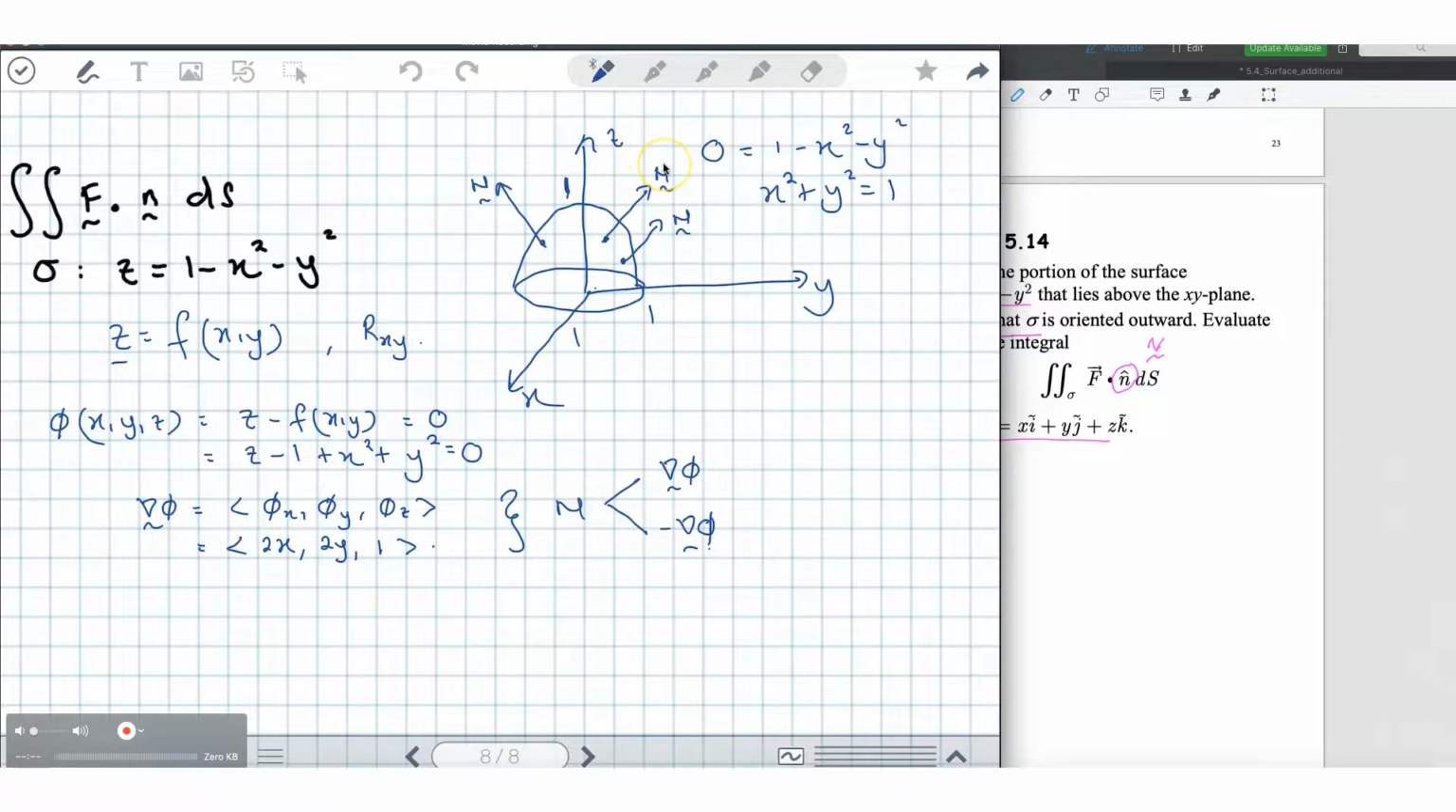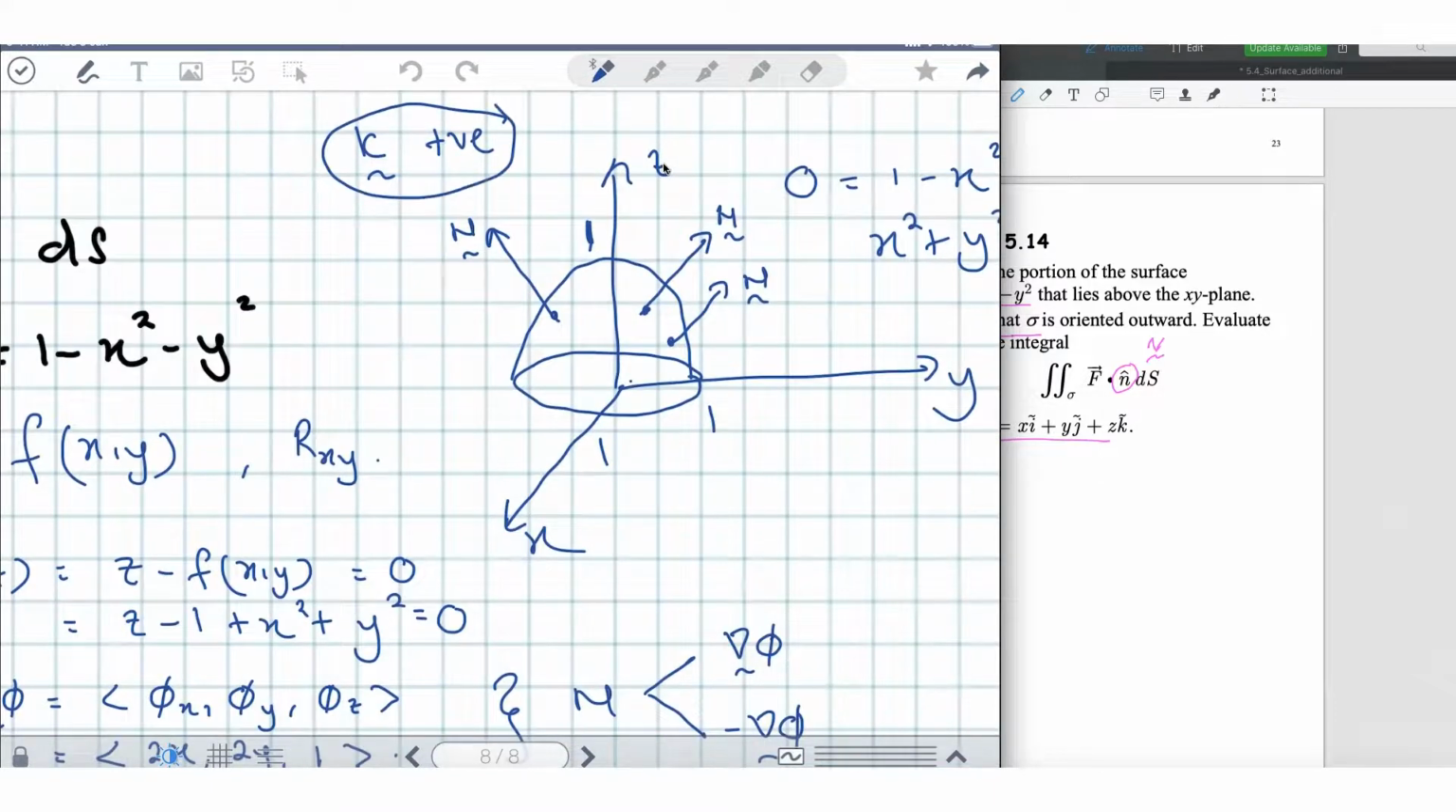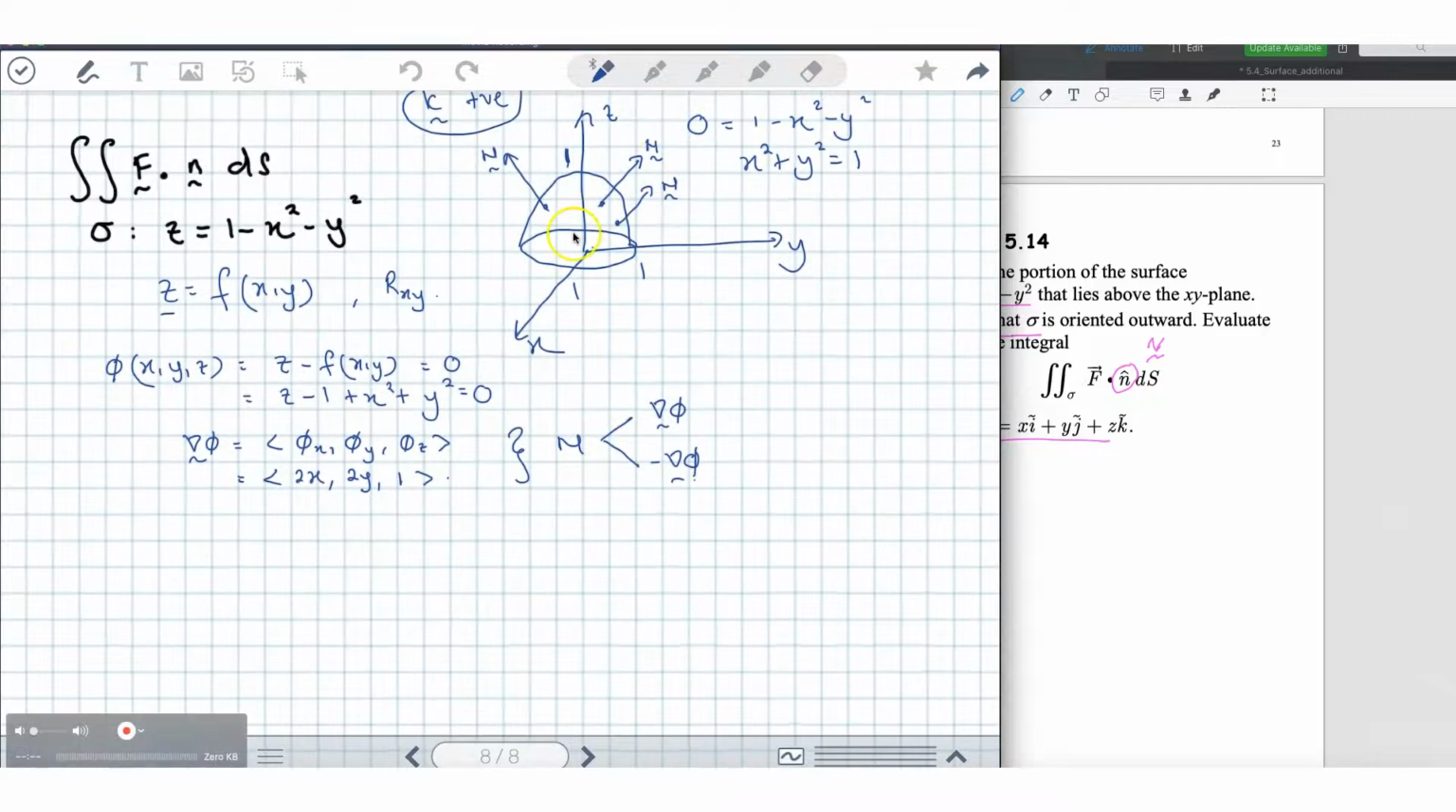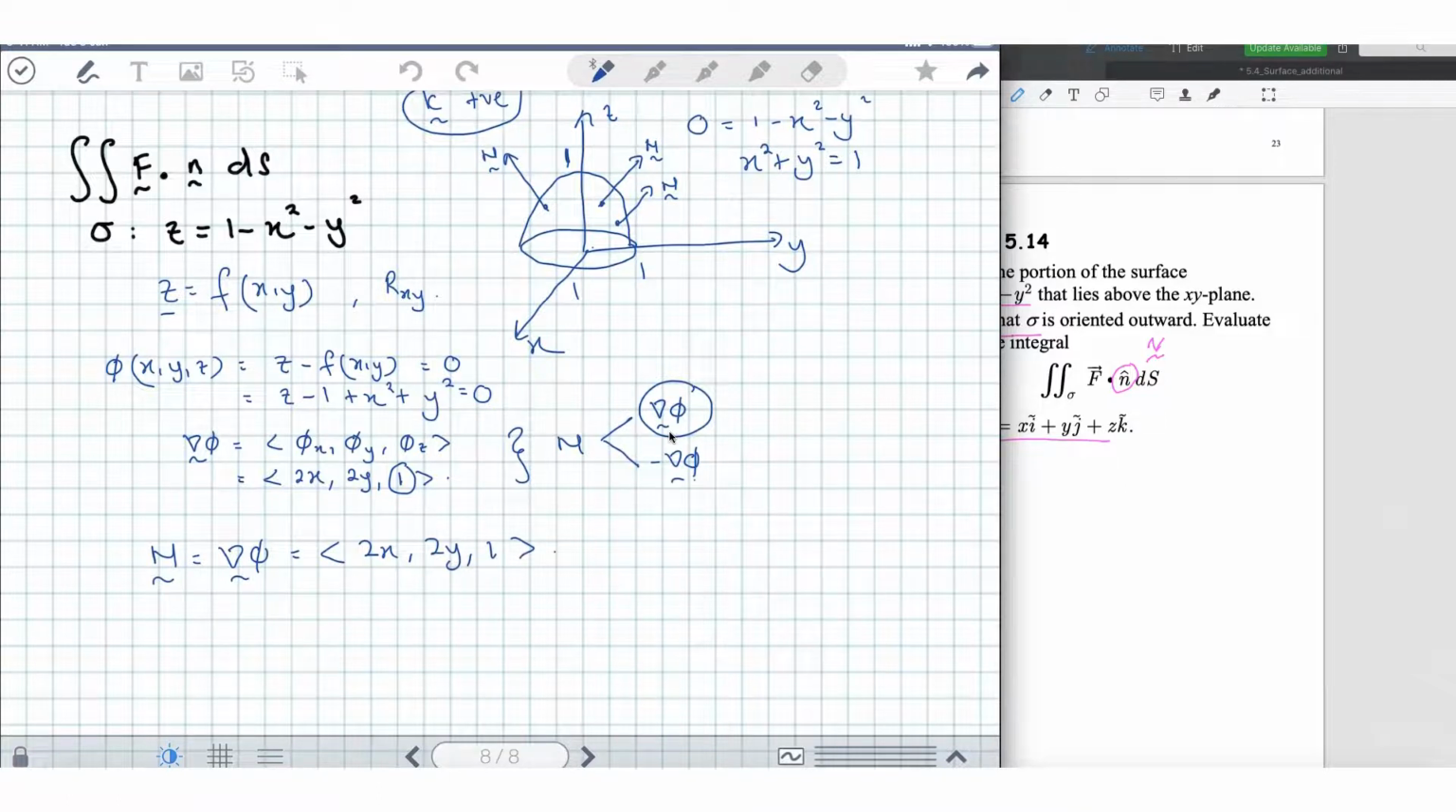So meaning that we must have always positive k. K must be positive. So that is the thing that we wanted. Okay, we want it. So now look at your calculation of your gradient phi. So it is already positive. So meaning that you can accept the gradient phi here will be your n. So your n now is given by gradient phi, where it is 2x, 2y, 1. So that is your n.